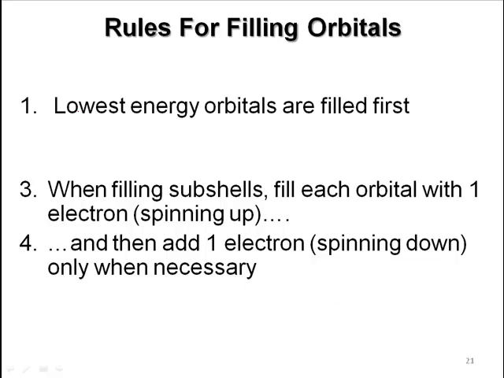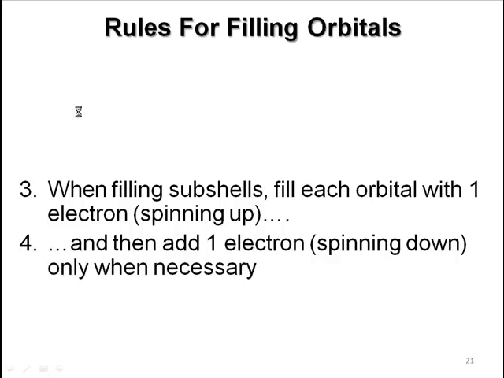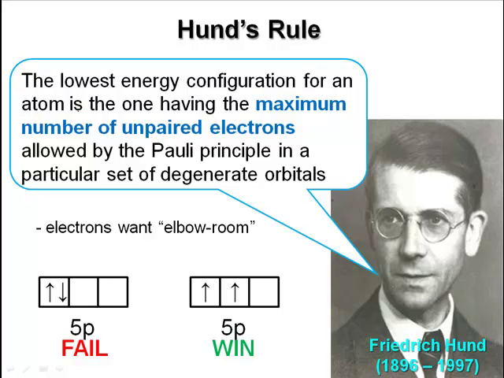First rule is lowest energy orbitals are filled first. So for the last one, if you had another electron, you could put it in the third box that's still going up. And then if you had a fourth, you'd have to put it in one of the boxes going down. First box. That's the Aufbau principle.